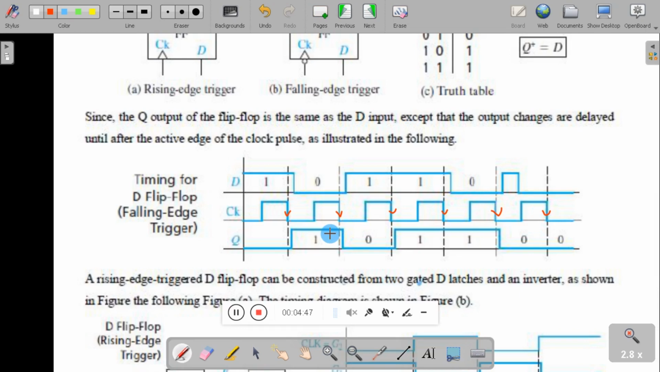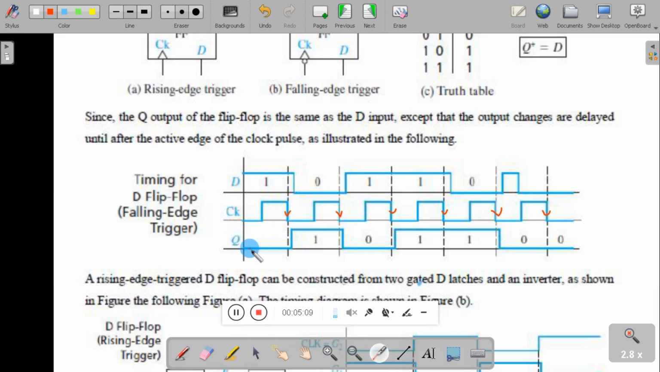Now we'll see how exactly the output appears. In the diagram you can see here, during the negative edge of the clock, initially we will assume that the data input is 1, that is, the input bit is 1.